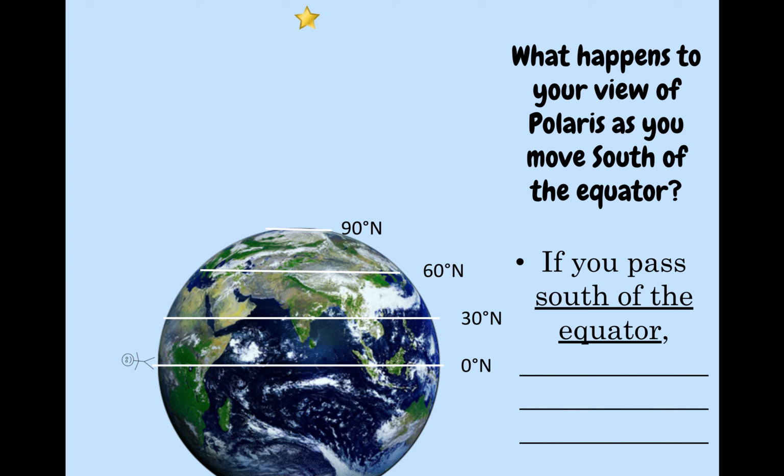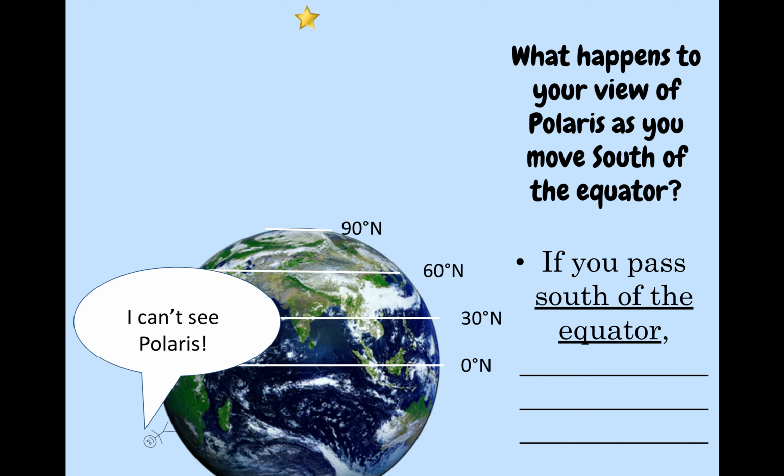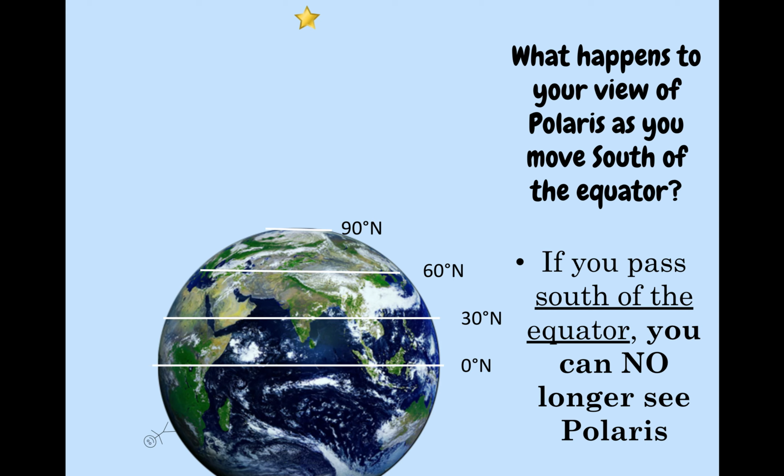Now let's consider what happens to your view of Polaris as you move south of the equator. So now I have my observer on the equator, 0 degrees latitude. What happens if they went south of that line? They would no longer be able to see Polaris. The reason is that it is no longer in that person's field of vision. They can't see through the Earth to see Polaris.